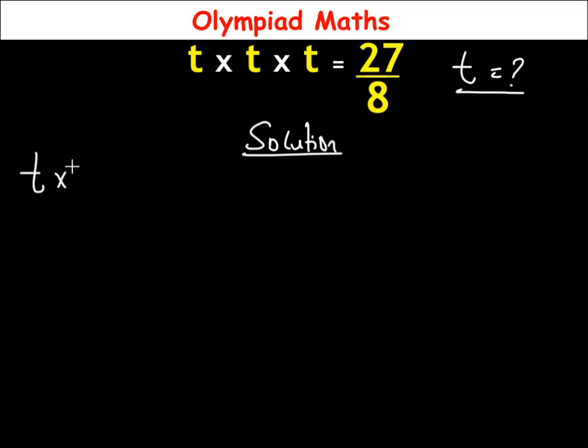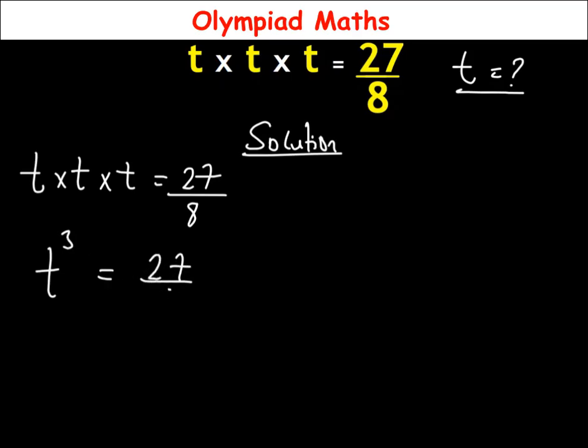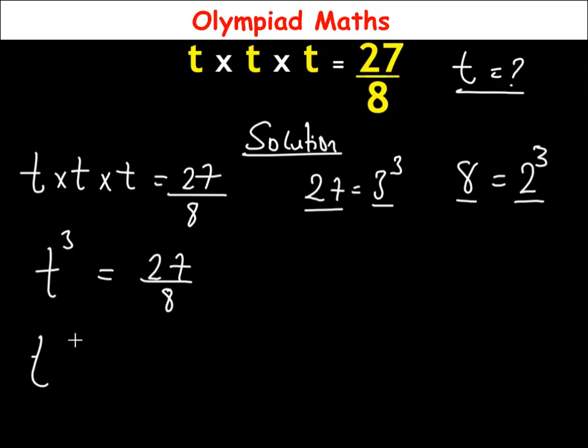the equation is t times t is equal to 27 over 8. Now the first thing is to multiply t times t, which equals t to the power of 3, which equals 27 over 8. At this junction, we can write 27 as 3 raised to power 3, and 8 is also equal to 2 raised to power 3. So in place of 27, we can bring in 3 to the power of 3, and in place of 8, we can bring in 2 to the power of 3, such that from here, t to the power of 3 is equal to 3 to the power of 3 divided by 2 to the power of 3.